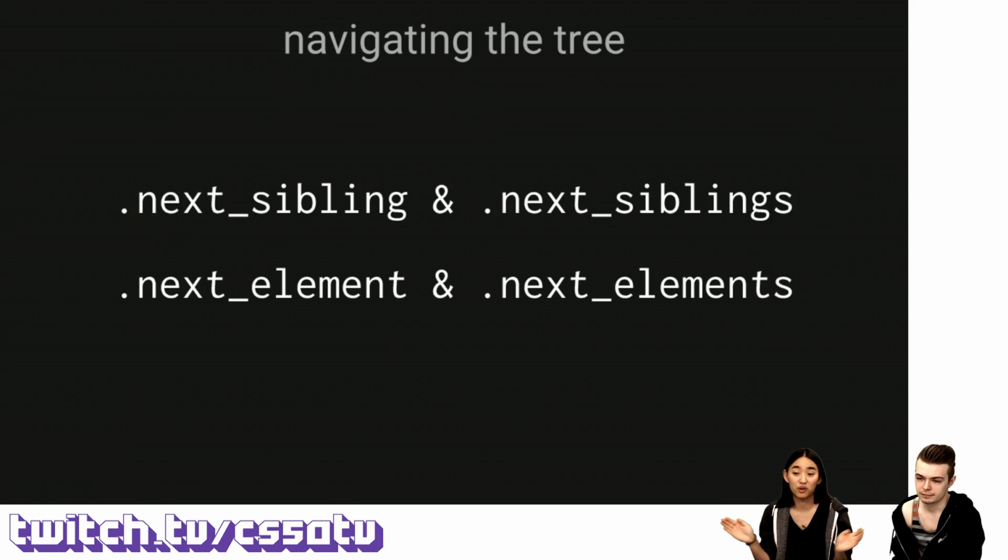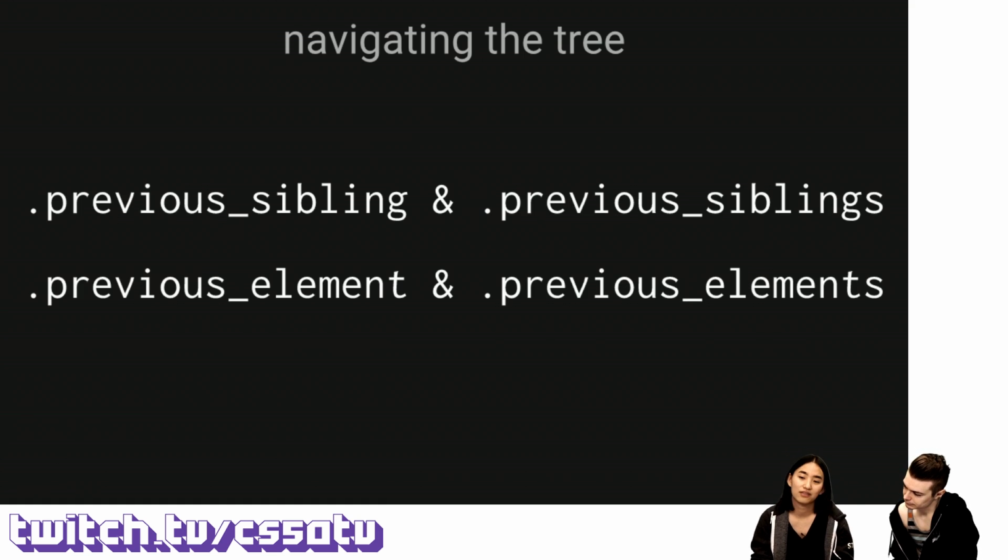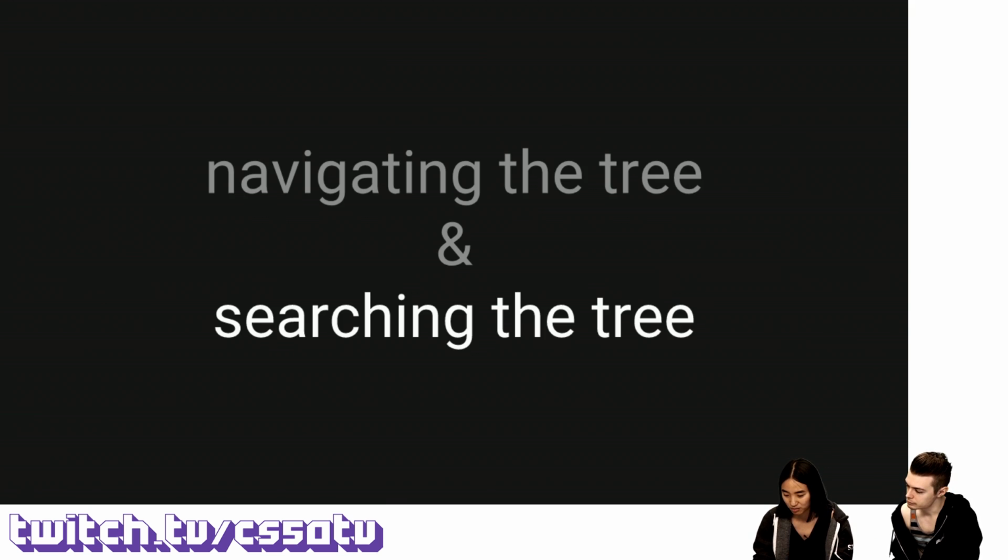Also, we have ways to move horizontally in the tree. So like between those, siblings, right? Exactly. Okay. So like those A tags, if you want the next sibling or next siblings, the only difference between the singular and plural here is one is going to return a single object, and the other one is going to return a list of objects, depending on how many there are. Okay. So yeah. Very similar, just the other direction, previous siblings, previous elements.